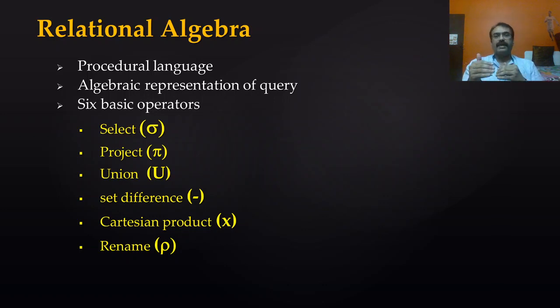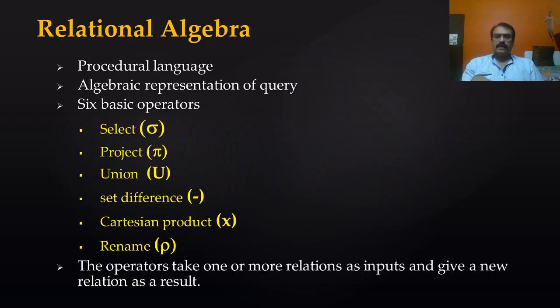So these are the six basic operators with the help of which we are going to form an algebraic expression of relational algebra. That is our main point of discussion. These operators take one or more relations as input, as operands, and give a new relation as result. Of course, every query you write is going to give a relation as output. So it takes a relation and gives you a new relation which satisfies all your conditions or requirements you specified in the query.